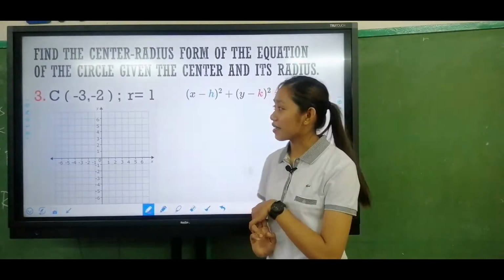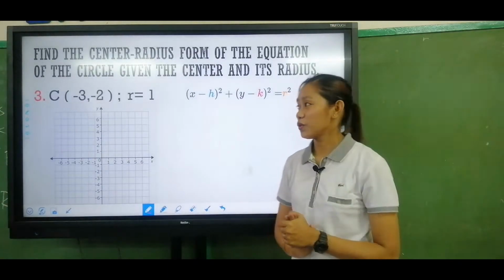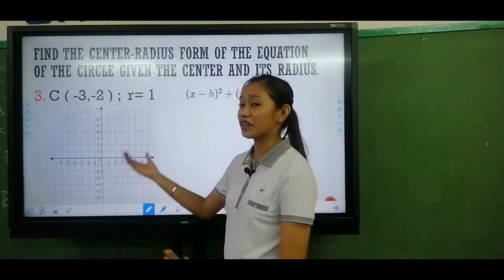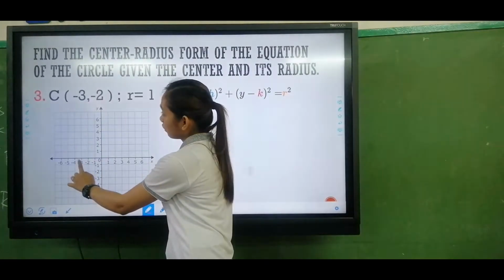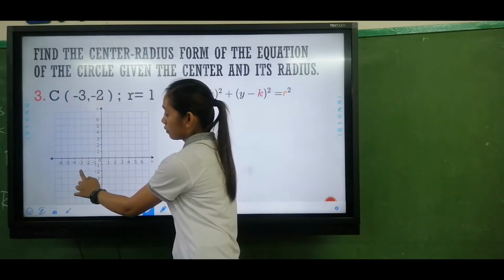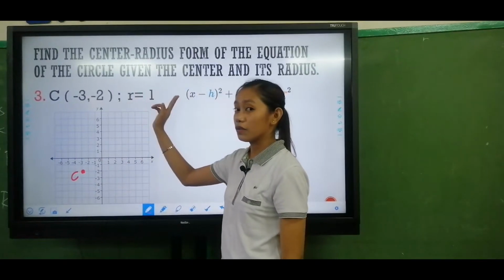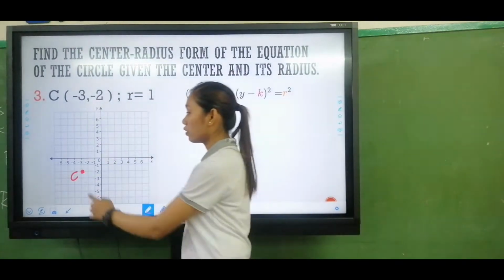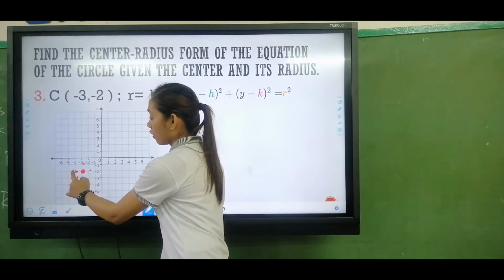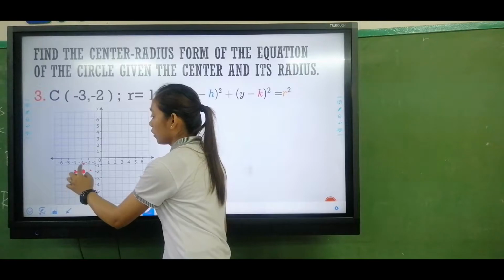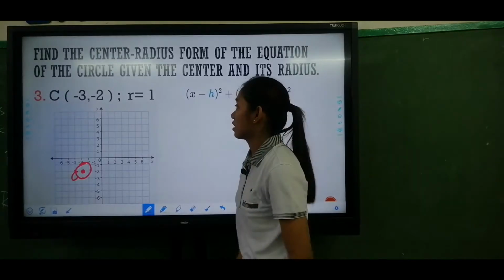Let's have number 3. The center is (-3, -2) and r is equal to 1. Plot it again in the Cartesian plane. So -3: 1, 2, 3, and -2 downward: 1, 2. So this is your center. Find your other points on the circle. So 1 unit, 1. The same going up, 1, and then left 1, and then downward 1. So our circle is this.